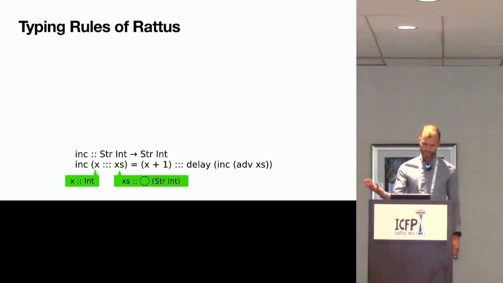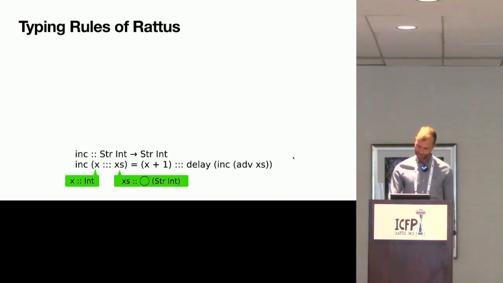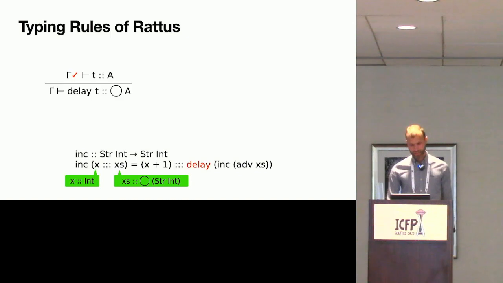So we take apart the head of the stream and then the tail of the stream. So the tail is of type later stream of int, right? And then we produce a new stream over here, and the head is easily done. It's just adding 1 to x. And then for the tail, well, we have to produce something of type later stream of int, right? We have to produce something of type later something. And this is where the delay comes in.